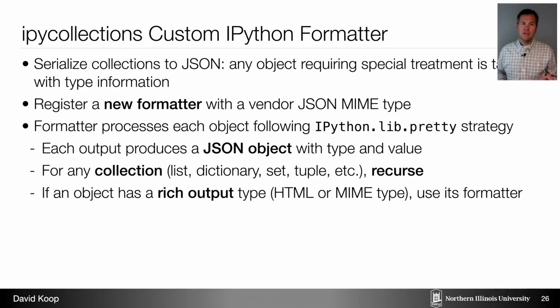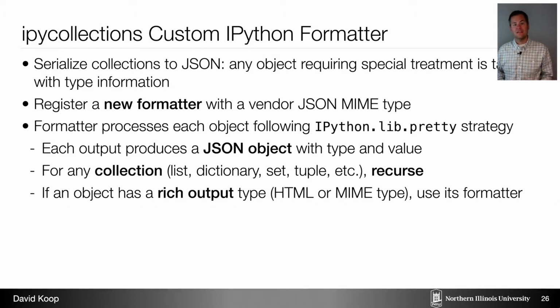So with our particular custom IPython formatter, instead of printing things to text, we want to actually serialize the collection to JSON, and then on the renderer side, unpack that into the representation we want to see. So we'll register a new formatter with a particular vendor JSON MIME type, and we'll follow basically the same strategy that the pretty library does. But then instead of producing text, we're producing a JSON object.